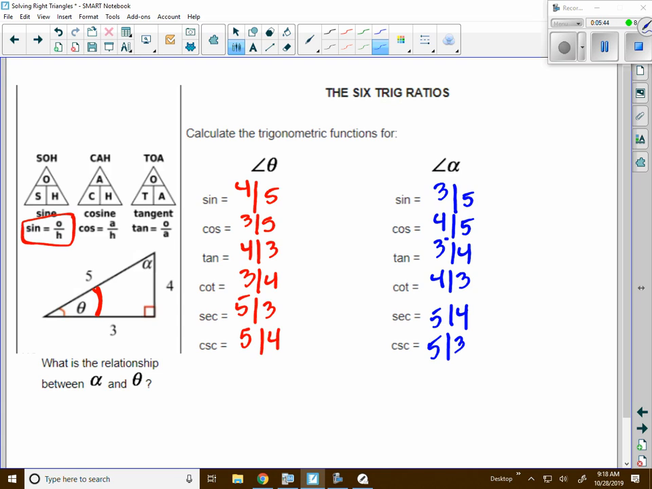All right, there's your answers for alpha. Any issues on those? Pretty easy. Okay, last question on this one. What's the relationship between alpha and theta? Think about their characteristics.